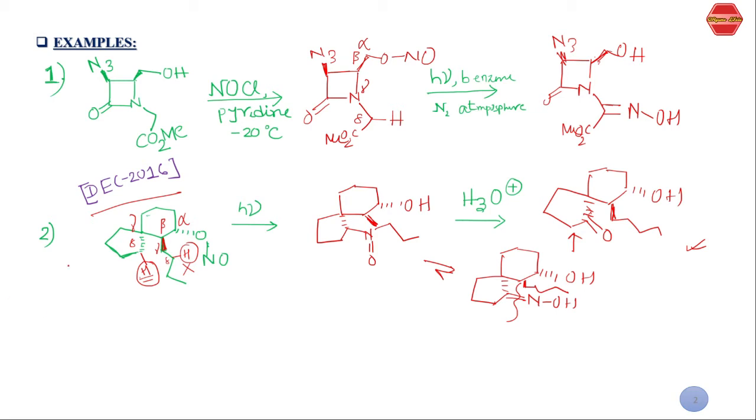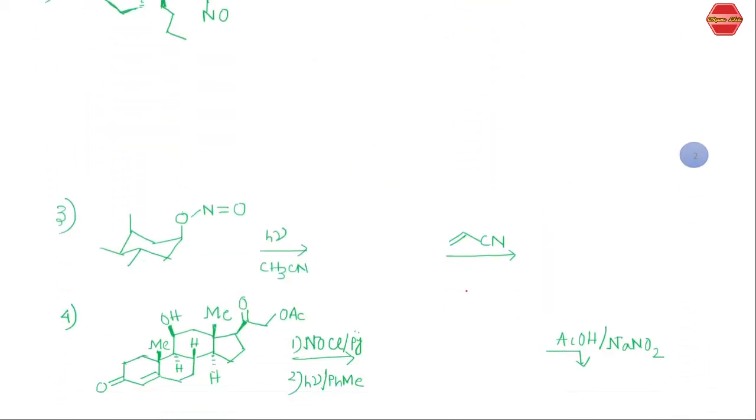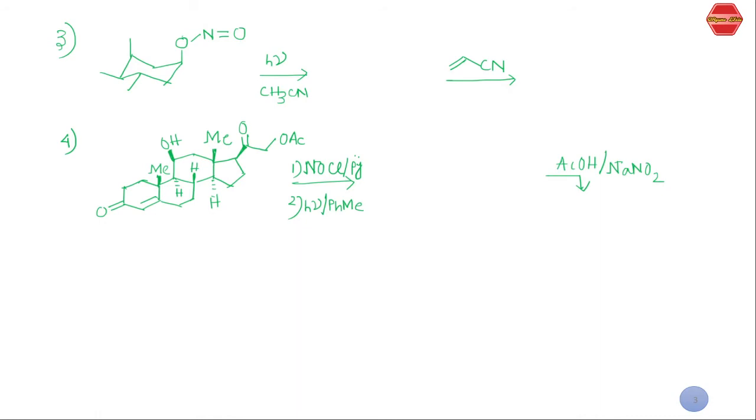This question came in December 2016, and it was also taken from the Laszlo Kurti book. Sorry, so this is your Laszlo Kurti book, The Strategic Applications of Named Reactions, right? So let's see another example of this reaction. Now this reaction is quite important, and this is also a case of specificity because it is already given in the form of this nitrite ester, and they have used only h nu. Now this reaction is important because of radical trapping, that this radical is going to form over here. So this is an experimental reaction of the trapping of this radical.